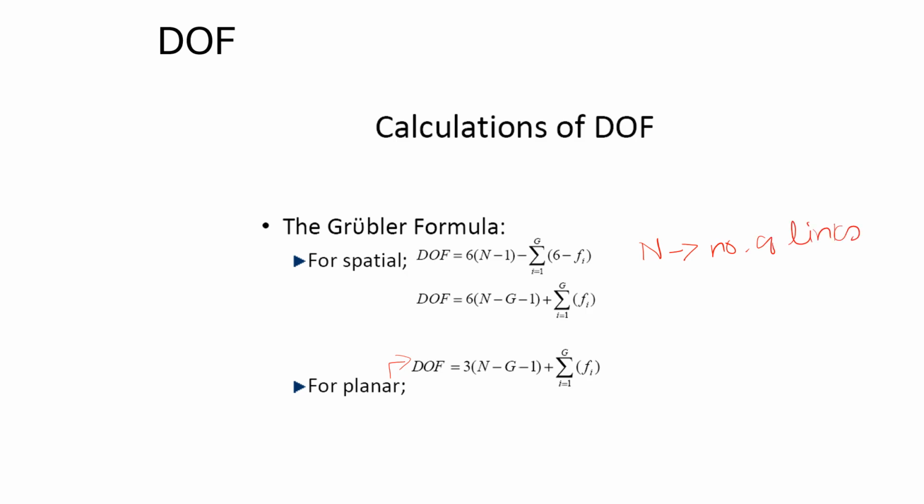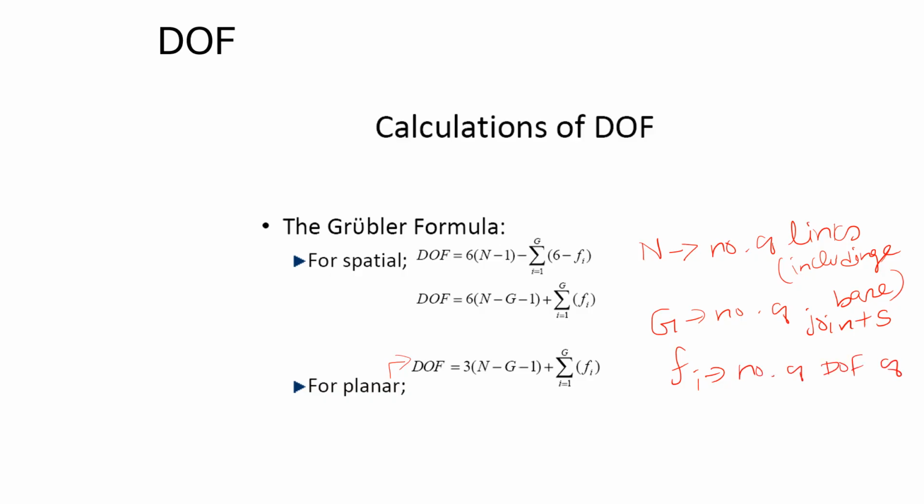Number of links or the rigid bodies of the mechanism, including the base, right? So including the base, that is very important. And g refers to the number of joints. And fi refers to the number of degrees of freedom of each joint.